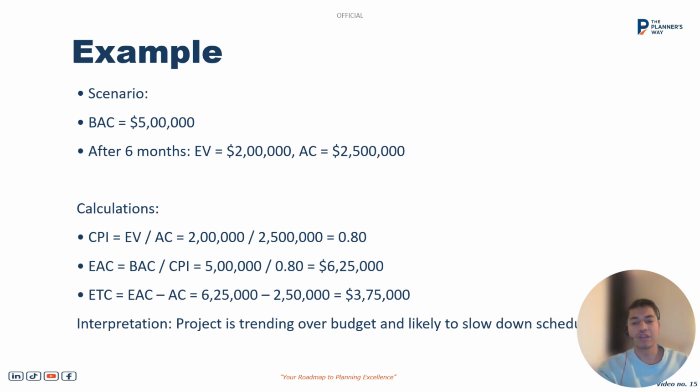The interpretation is, as the CPI is less than 1, the project is trending over budget and we likely need to slow down on the schedule. That means in terms of schedule we are behind, and in terms of budget the project is running over budget. So corrective action needs to be taken and we need to incur more money or more resources to complete the project on time.